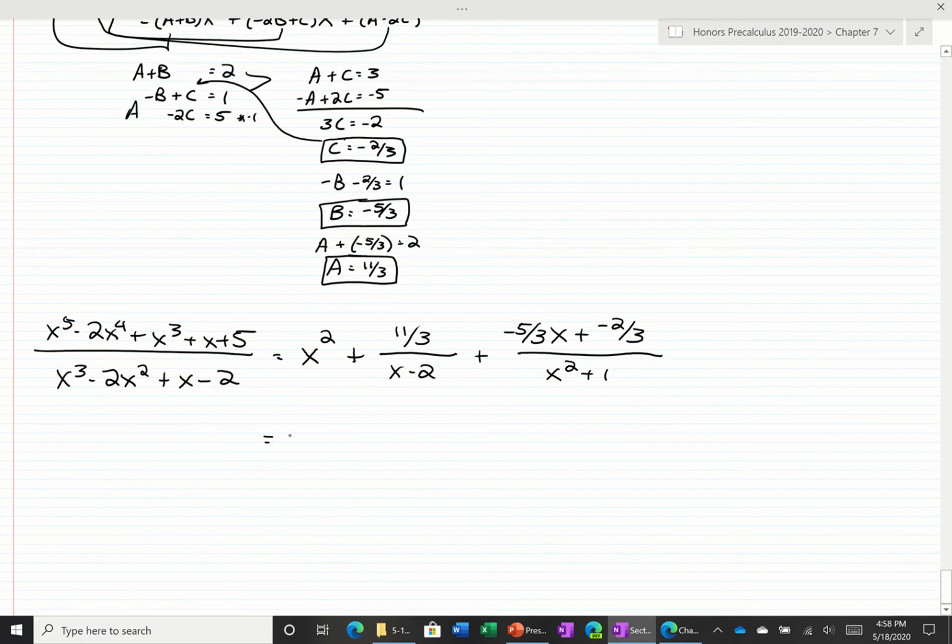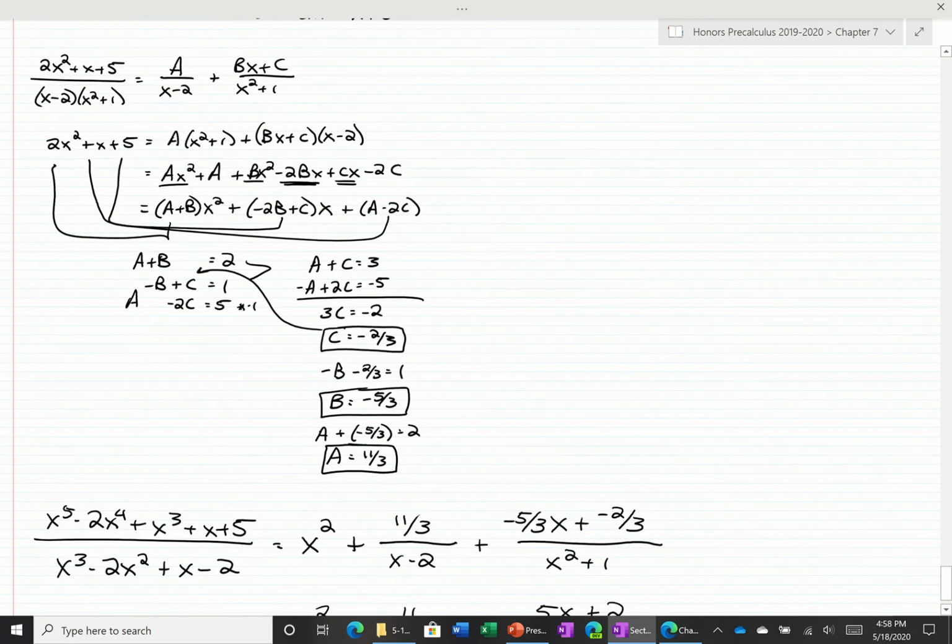And if we multiply top and bottom of each fraction by 3, we'll get rid of these fractions inside of a fraction. 11 over 3 times x minus 2. And we could just say minus 5x plus 2 over 3 times x squared plus 1. All right, so now let's do the second problem.